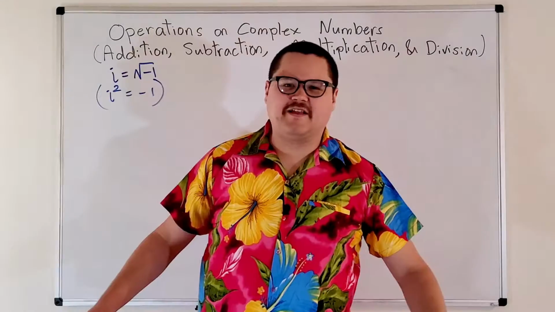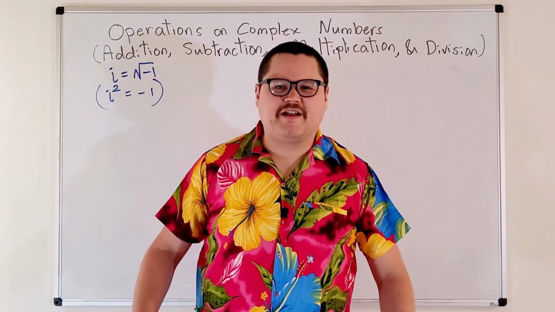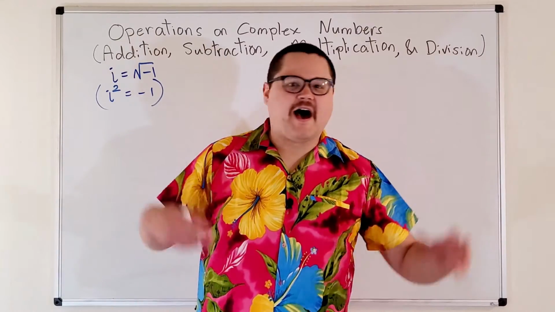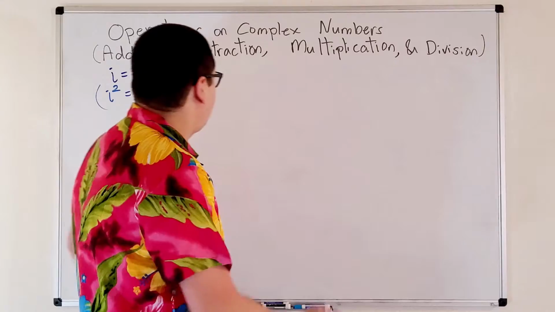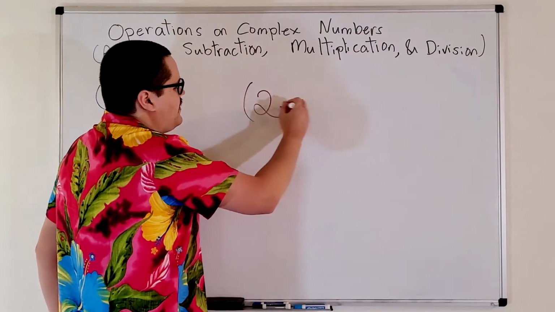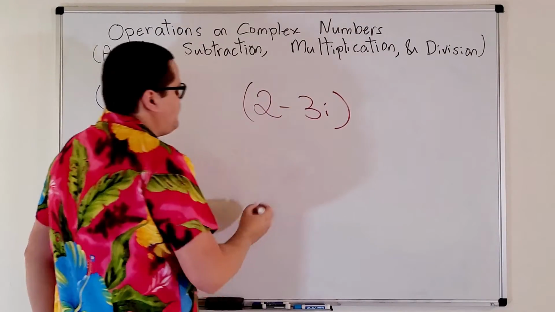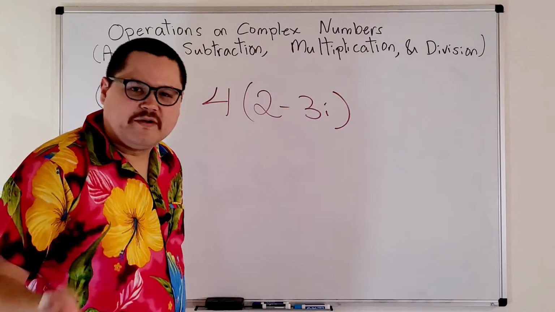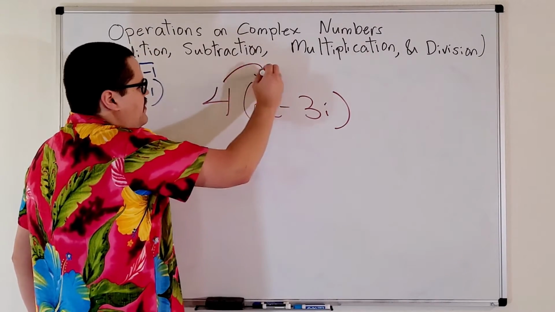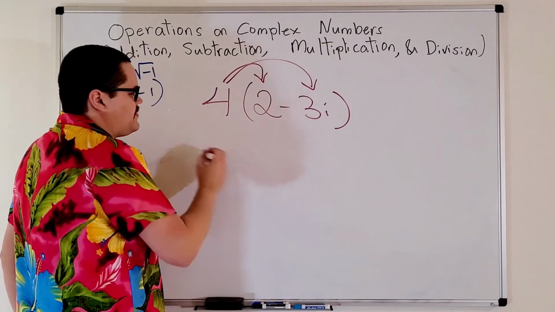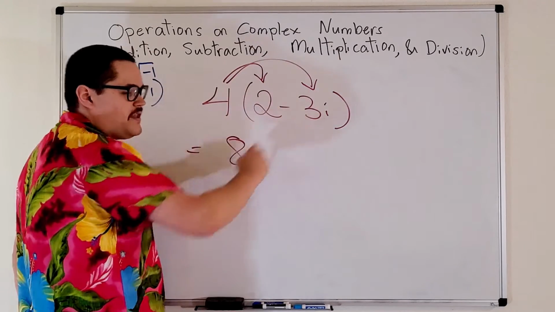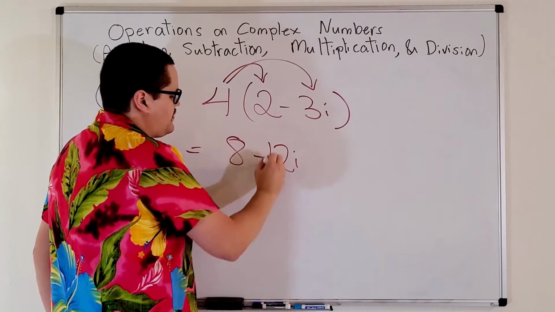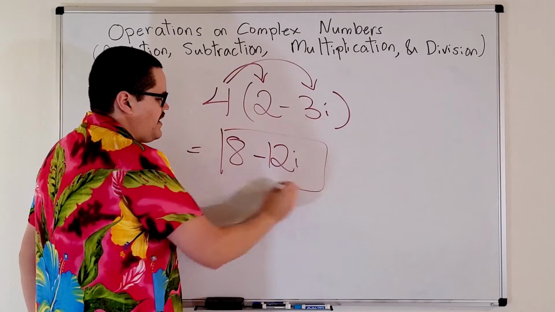That's it. Now suppose I have a complex number and I have a real number out in front that I want to multiply by. How do I do that? Well, here's an example. Say I have 2 minus 3i and I want to multiply this by 4 out front. All we do is distribute. So 4 times 2 is 8. 4 times negative 3 is negative 12. So the final answer is 8 minus 12i.